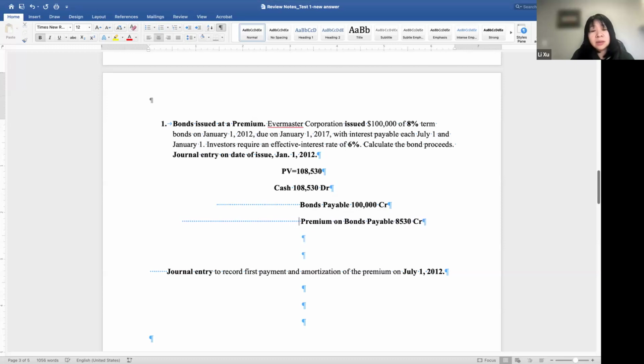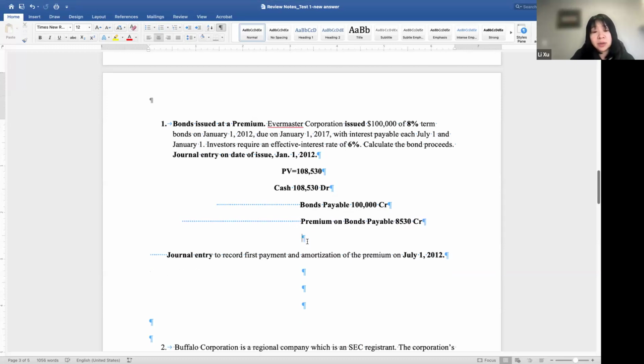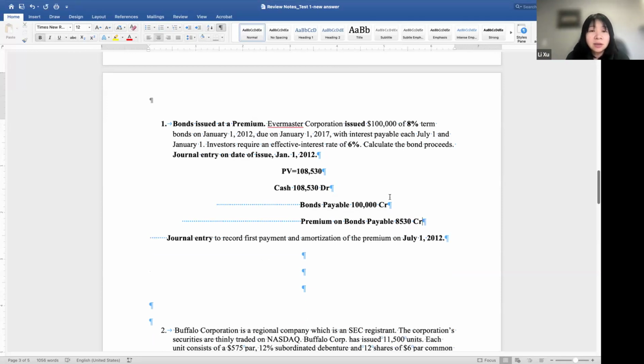How do you know it's a premium? As long as you get more cash than your face value, it's a premium. Another way to think about it: if it's on the same side as your liability, it's a premium, and if it's on the opposite side, it's a discount. Discount means less. So far so good? It's good practice doing examples, especially when you have multiple journal entries for the test. I would recommend you write out the date for the journal entry when you're doing your exam. Okay, so that's the first question.